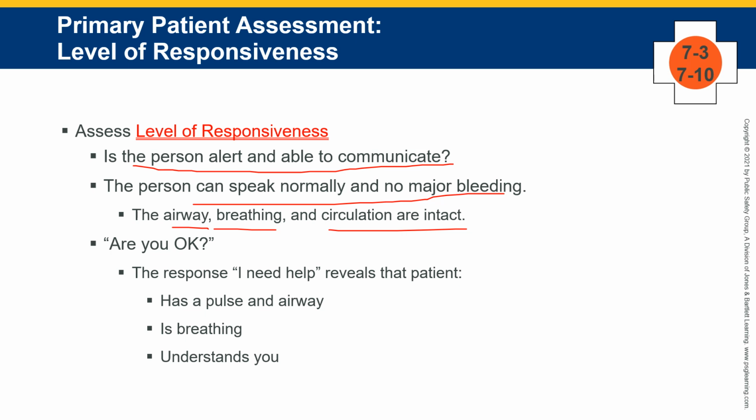Just simply asking, hey, are you okay? And if they reply, I need help, you know that they have a pulse, they have an airway, because their level of responsiveness is such that they're alert and able to respond appropriately. Speaking means that the airway is patent and they're breathing. And we know something about their level of responsiveness, or the D in ABCD, disability. Their level of cognition is fine. They understand you.